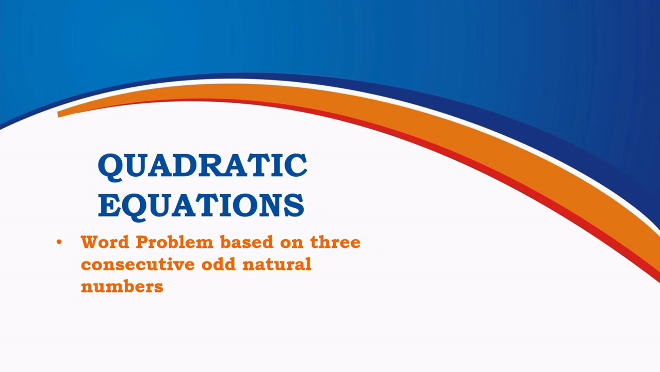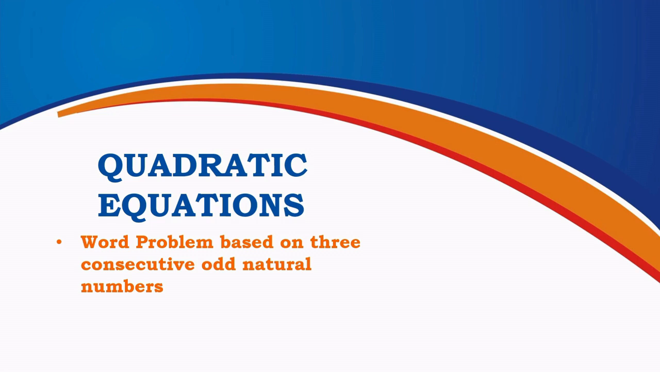In this section, we will learn how to solve quadratic equation word problems based on 3 consecutive odd natural numbers. Before solving such problems, we must know how to represent consecutive odd numbers algebraically. For example, 3 consecutive odd numbers can be 3, 5, and 7. Notice that each number is greater than the previous number by 2.